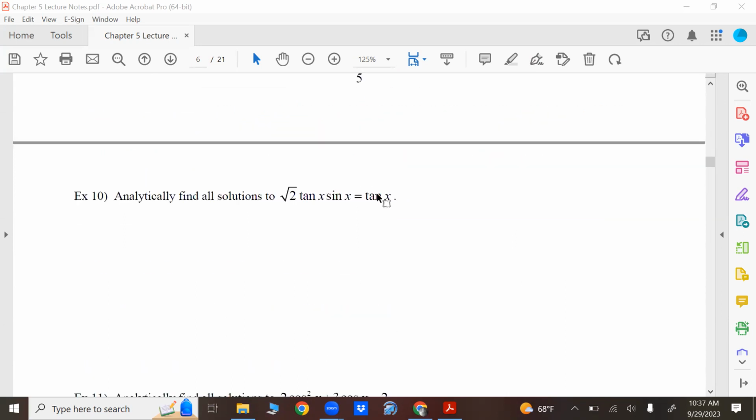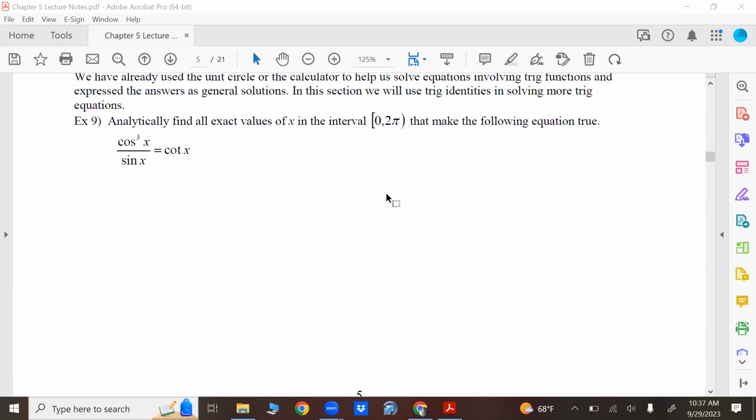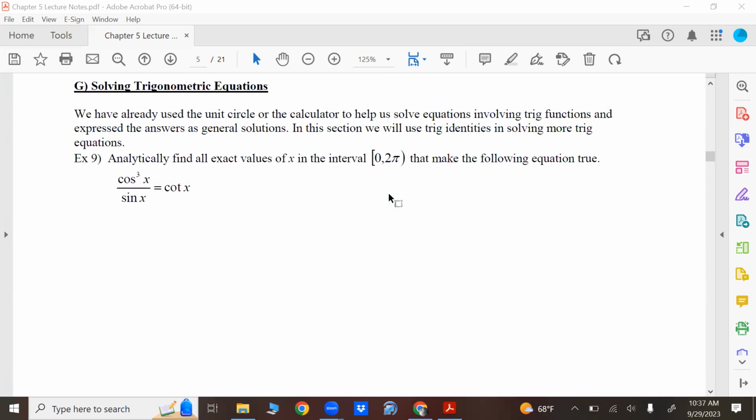So we got examples 9, 10, 11, 12, and 13. Let me do a couple of these here and I'll have you guys try some. So solving, this is what I should have done on the test. It's really more clear if I want a general solution or a specific domain. Here we have a specific domain to find the answers, between 0 and 2 pi, not included, 0 is included.